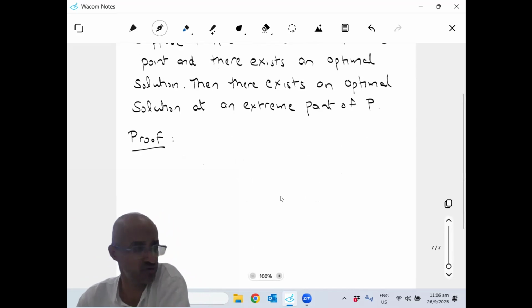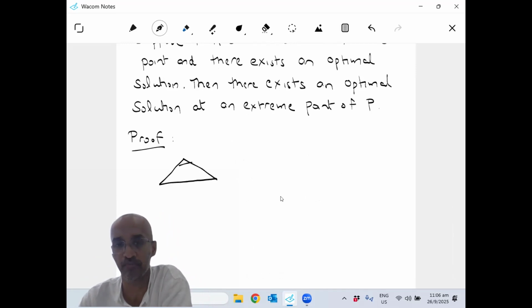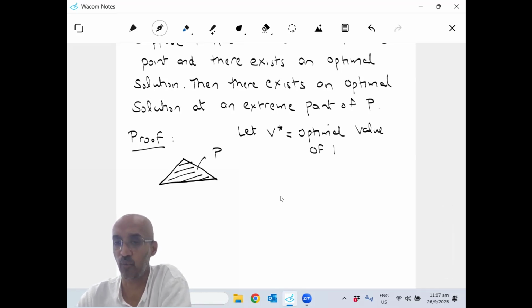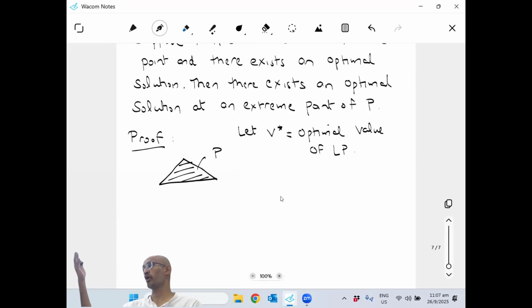Just to keep it simple, let's suppose this was the polyhedron. Let's call this P. Suppose V star is the optimal value of the LP. What I mean by optimal value is you solve the linear program and you find the objective function value. What is the optimal value?